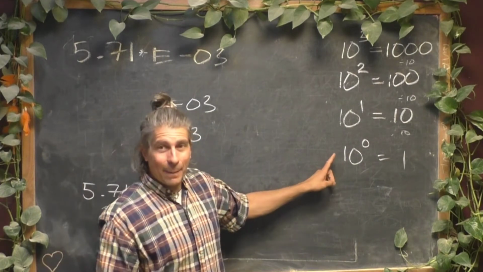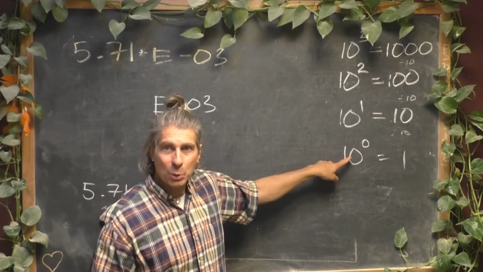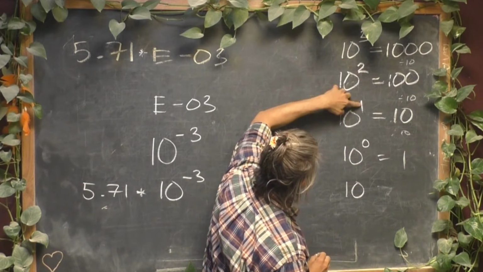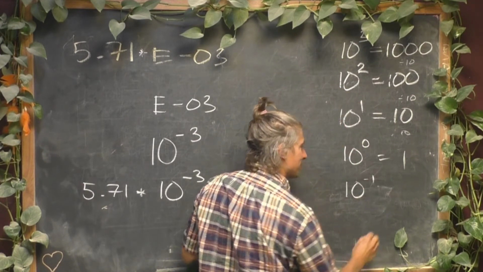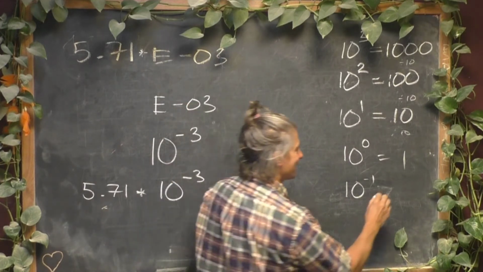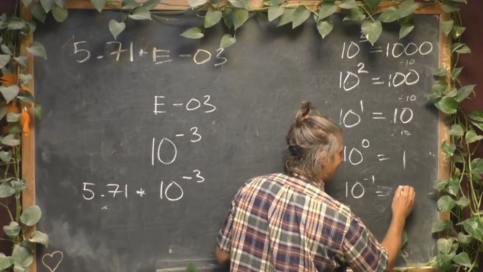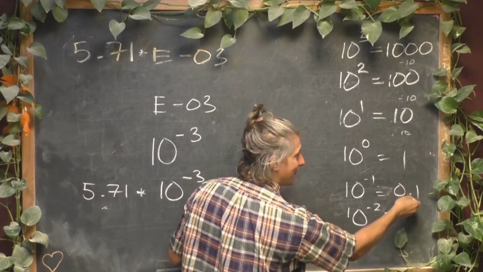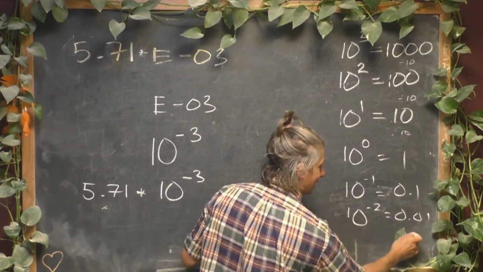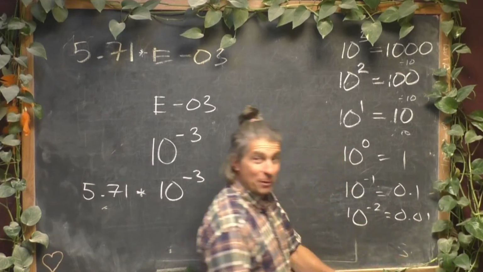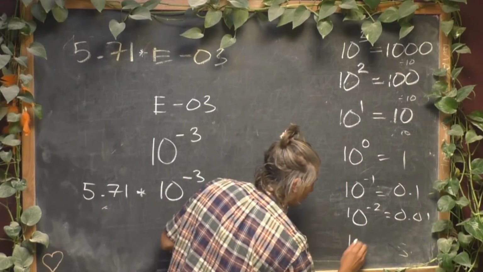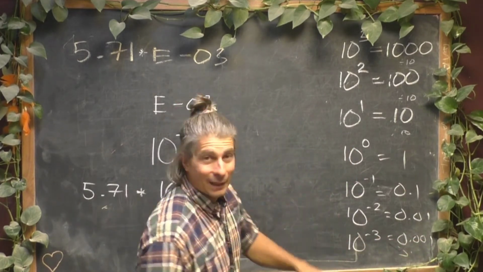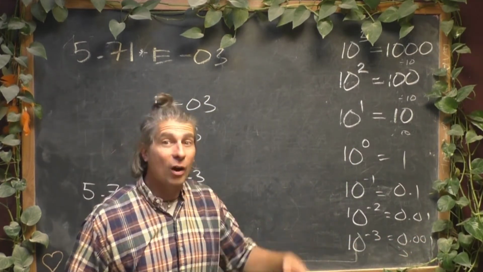But the thing about it is, this can continue. Numerically, 3 minus 1 is 2, minus 1 is 1, minus 1 is 0, minus 1 is negative 1. And the pattern can continue. This divided by 10 is 0.1. 10 to the negative 2 would be that divided by 10, which is 0.01. And therefore 10 to the negative third would be 0.001.